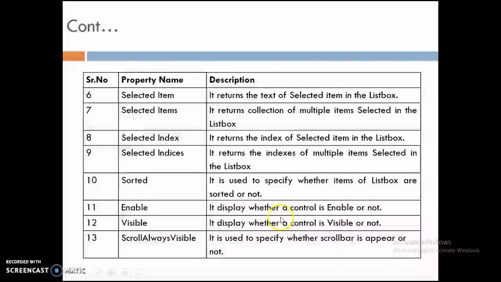Enabled. It indicates whether a control is enabled or not. It has 2 values, true or false. Similarly, Visible has 2 values, true or false. It is used for visibility purpose. Then ScrollAlwaysVisible. It specifies whether scroll bar appears or not.